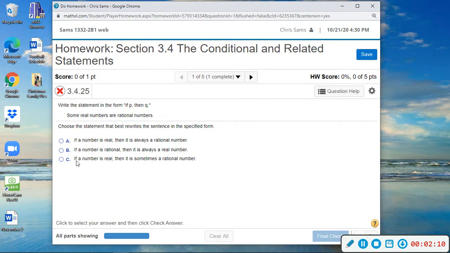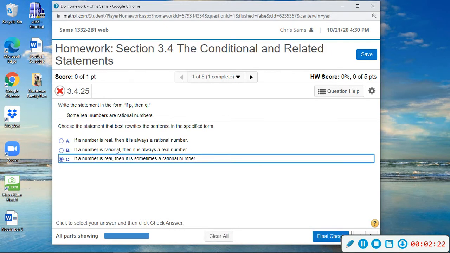So this one says if a number is real, then it is sometimes rational. So this looks like the converse of this statement. It follows from what we were given. So even though this is true, writing this in the if then form looks like that converse where they change the order. That's one of the forms.